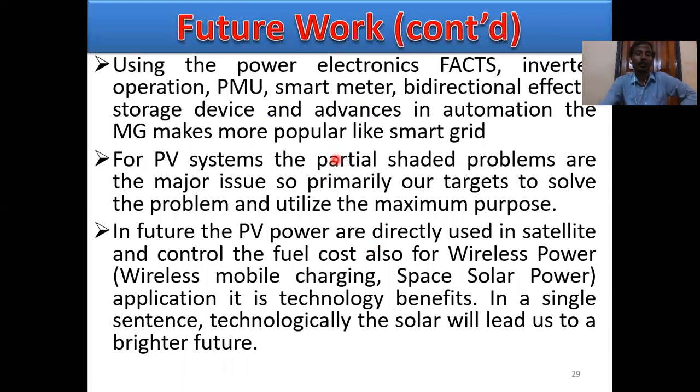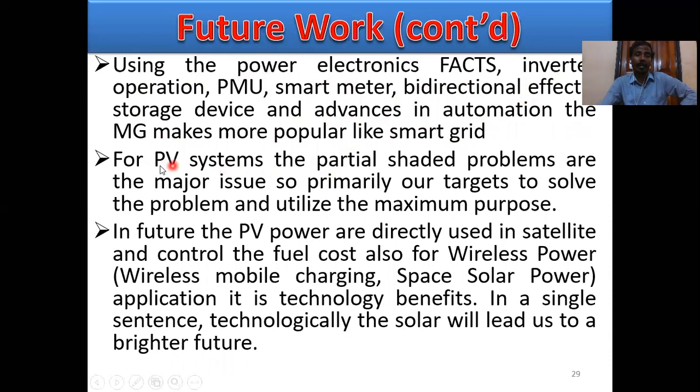Another future work: using power electronics FACTS, inverter operation, PMU, smart meter, bidirectional effects, storage devices, and advancing automation, the microgrid becomes more popular, like the smart grid.